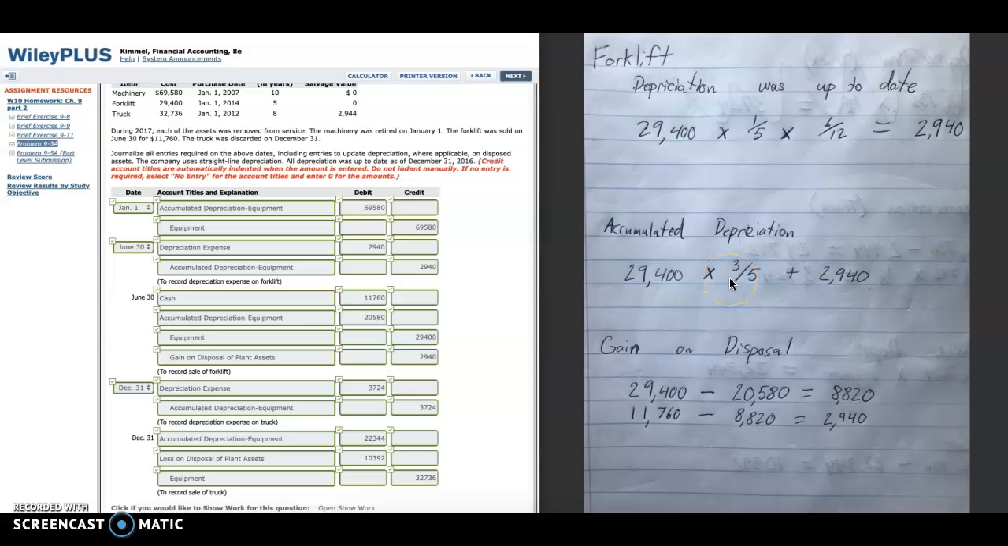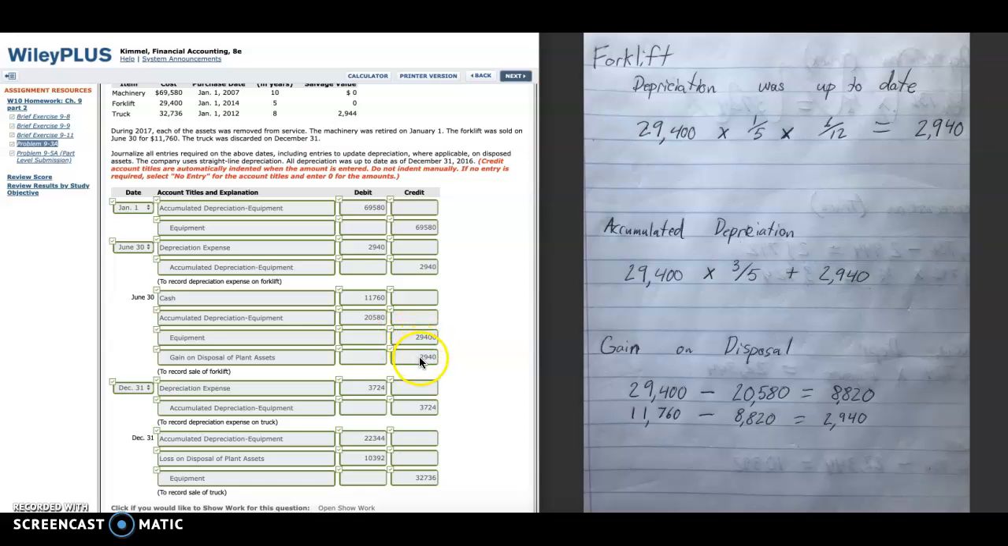We had it for 3 years up to this point, or of what we had recorded in accumulated depreciation for the equipment. And so I times the $29,400 by 3/5 for the 3 years, and add the depreciation that we had found so far this year, so the $2,940, which equals $20,580, and that's why we've got that listed here. Now, again, we need to remove the forklift from the books, so we're going to credit the $29,400 from our equipment account.